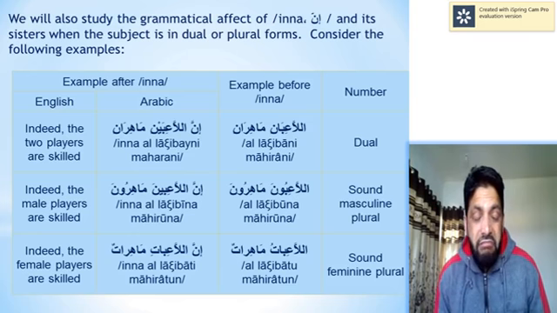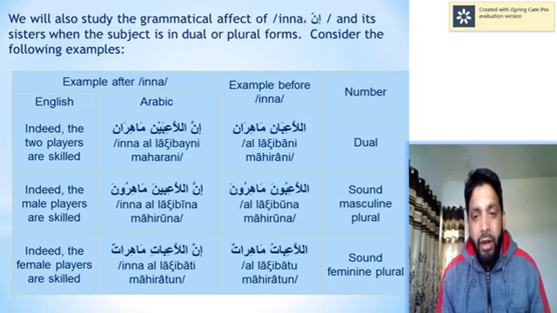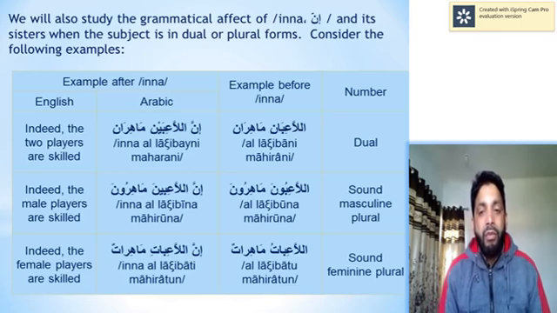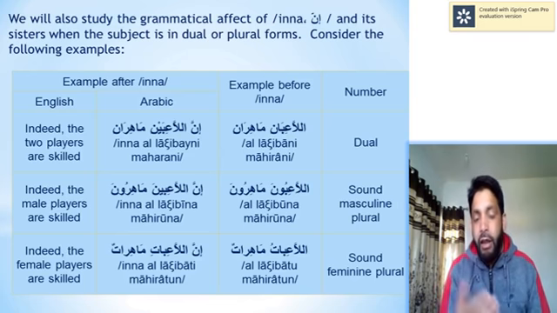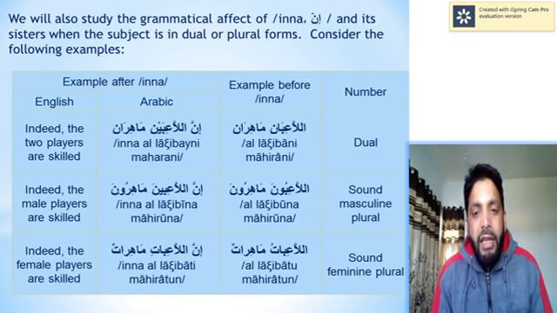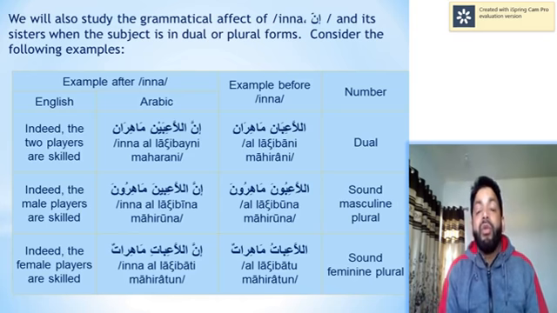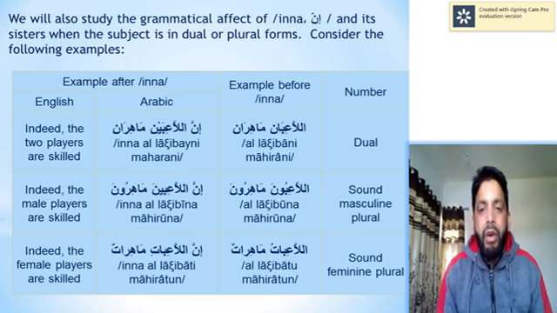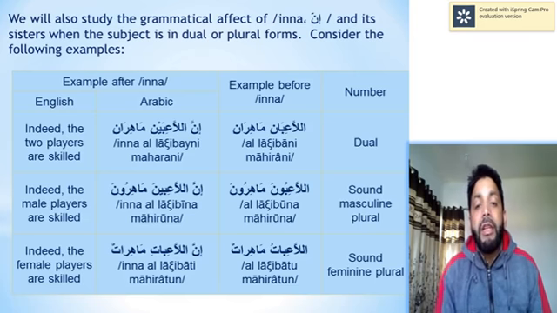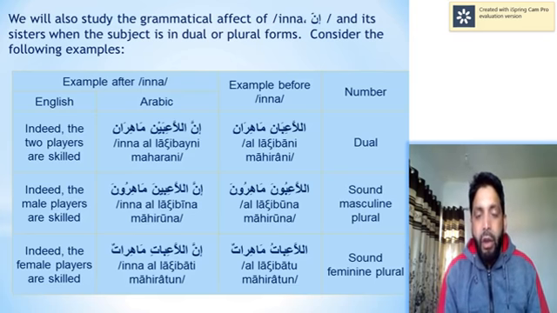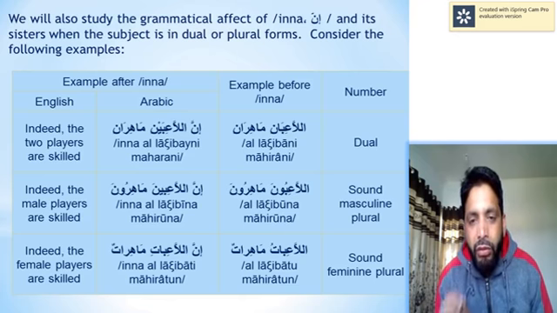Now we will use sound feminine plural, since there are two main types of sound plural: one is masculine sound plural and the second is feminine sound plural. About the masculine sound plural we have already discussed, we have used inna on it. Now we will use inna on a feminine sound plural. Now see, اللائبات ماهرات. اللائبة means a female player, and its plural is اللائبات. ماهرات is its predicate, its khabar. So it's a nominal sentence. Now we will use inna on this nominal sentence.